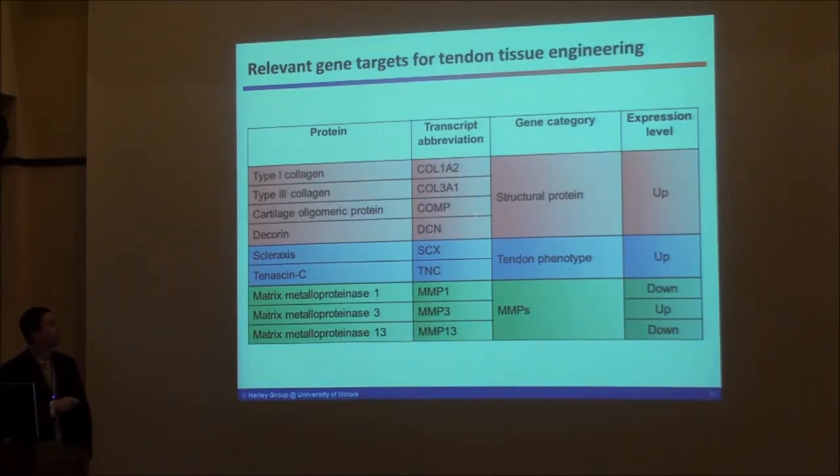COMP and decorin are important but minor components of the tendon. They promote collagen fibrillogenesis, for example, during remodeling as well as development. As far as phenotype markers, this is a little tricky for tendon, but we found that scleraxis is a very good marker. Tenascin C is also pretty good as well. And then we looked at a few different MMPs as measures of remodeling during our culture.